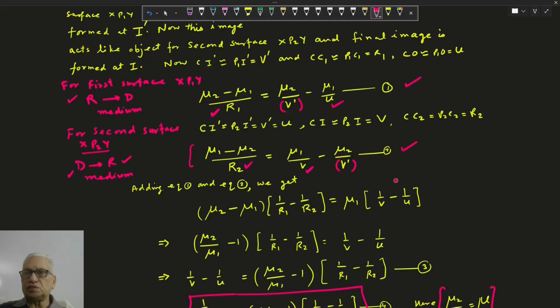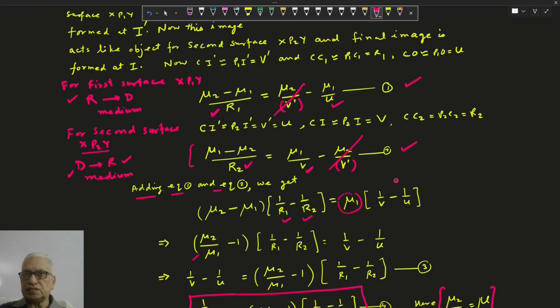Equation 1 and 2 are for the left surface and right surface. If we add these two equations, the intermediate terms will cancel out, and taking mu2 minus mu1 common, the remaining in the bracket is 1 upon r1 minus 1 upon r2, equal to mu1 times 1 upon v minus 1 upon u. If we divide by mu1, it becomes mu2 upon mu1 minus 1, in bracket 1 upon r1 minus 1 upon r2, equal to 1 upon v minus 1 upon u.